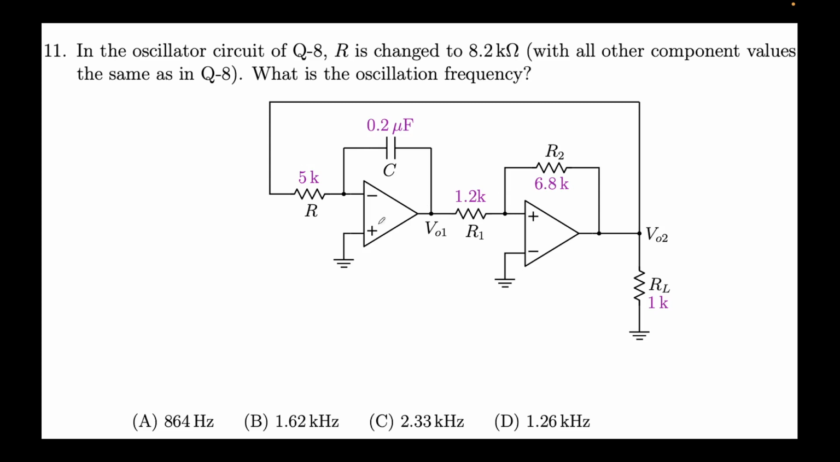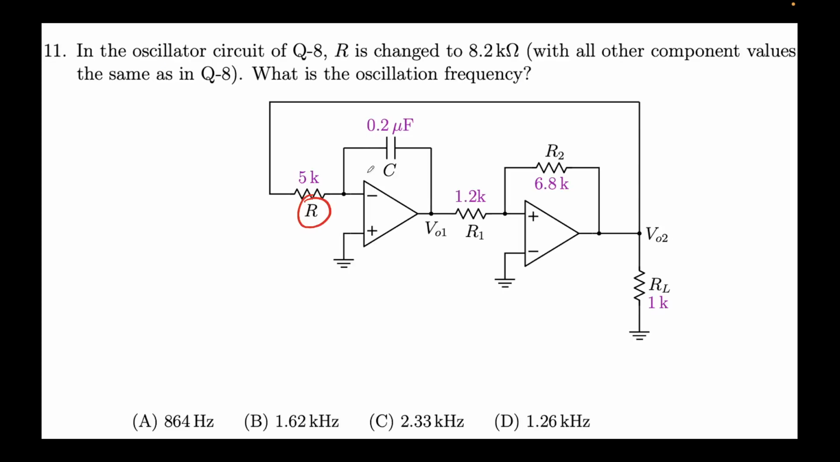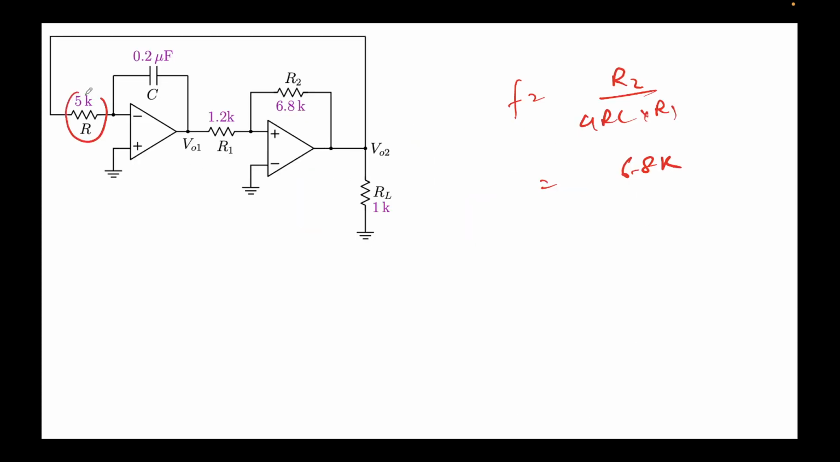Now what we have done in this problem is we have changed R. So let me write the expression again. So frequency was R2 over 4 RC times R1. Again, you put in all the values. Let me just write it for the sake of completion. In this case, R has changed to 8.2k. So this resistance has increased, and first we'll evaluate the expression, and then we'll analyze how it impacts the circuit qualitatively. Okay, R1 is 1.2k.